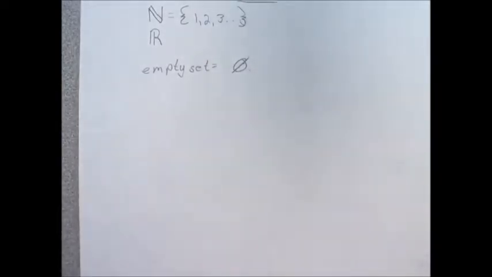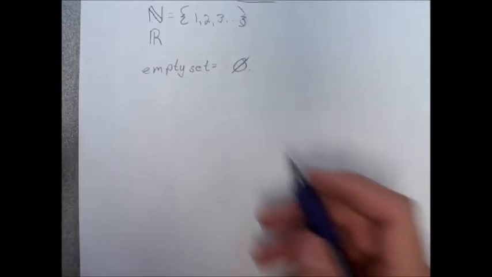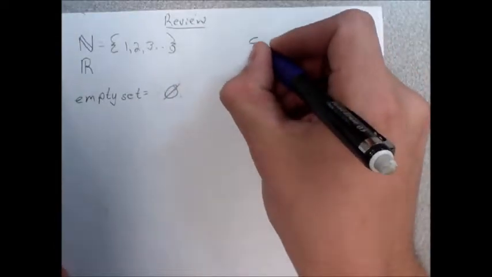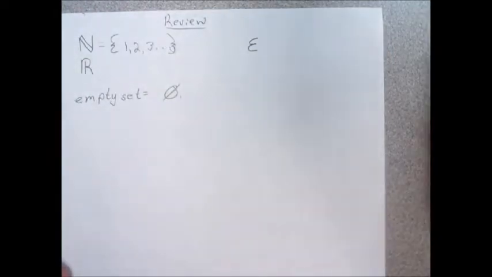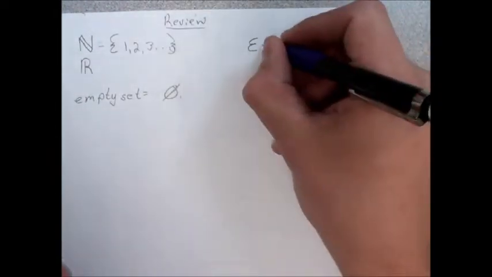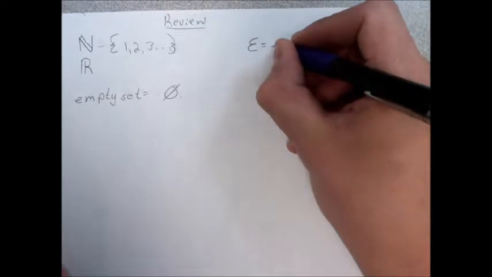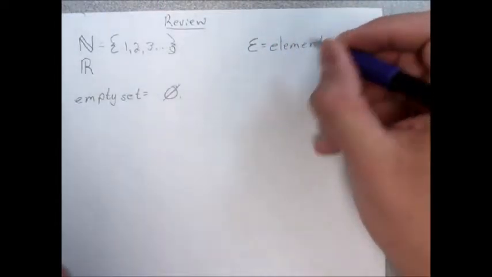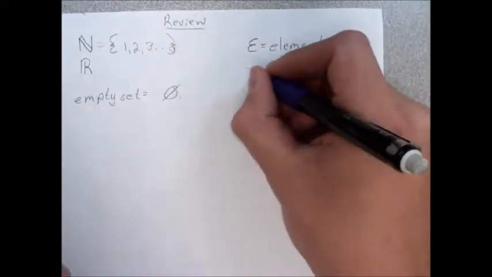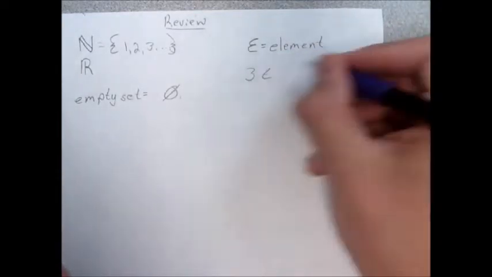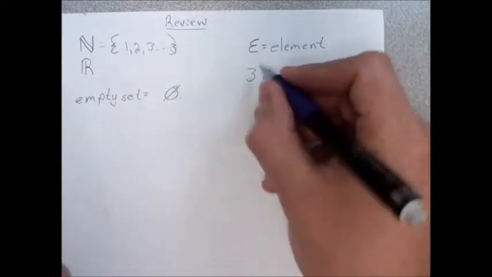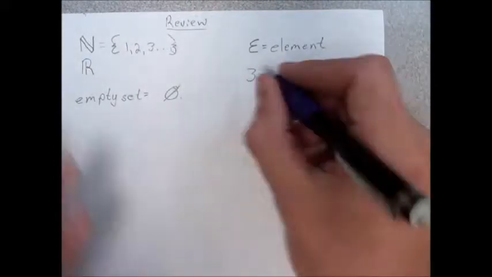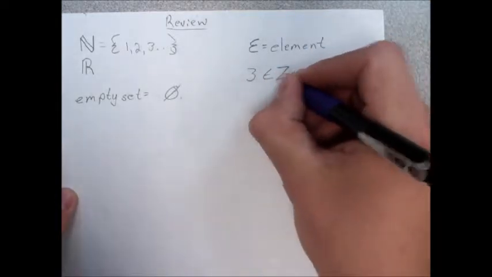Okay, now there's another symbol here. It basically looks like a backwards 3. I've used it, and I've said it out loud, but again, I don't know if you know what it means completely. This is element. So I'm going to use this in a mathematical sentence. I would say 3 is an element, and I do a C with a line. That's how I write element. 3 is an element of the integers.